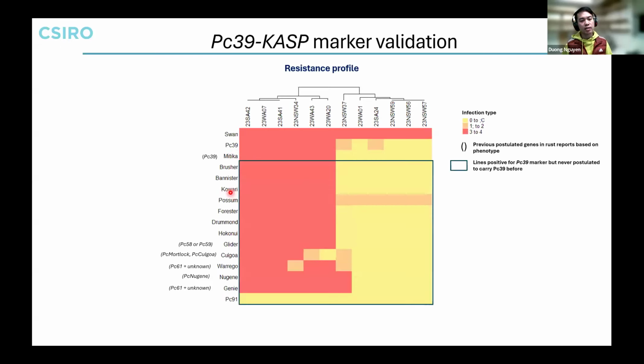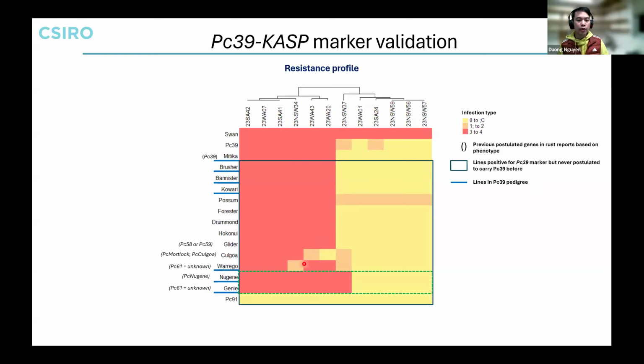However, we also have a number of other lines that in this study tested positive for the PC39 marker. However, they were never postulated to carry PC39 before. But looking at the resistance profile here, many of them show a similar resistance profile to the PC39 carrier. Except that here Kuwa and Warigo look like they have some additional resistance genes in the background, because they show resistance to a couple of isolates which were virulent on the PC39 carrier.